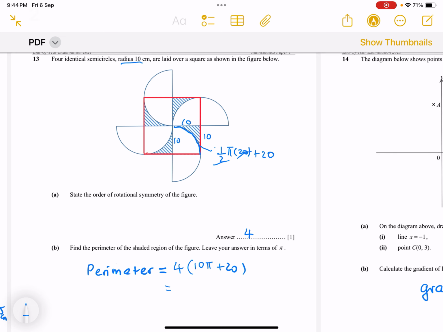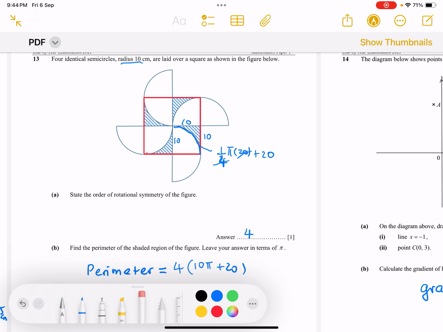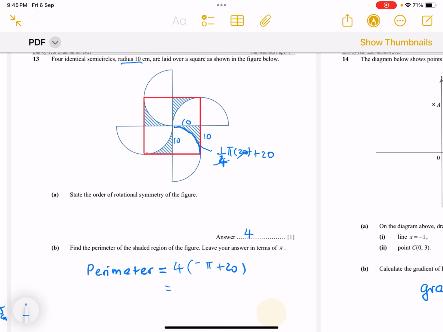Oh, this is 1/4, right? This is 1/4, so therefore this is 5. Which is 20 pi plus 80 cm.